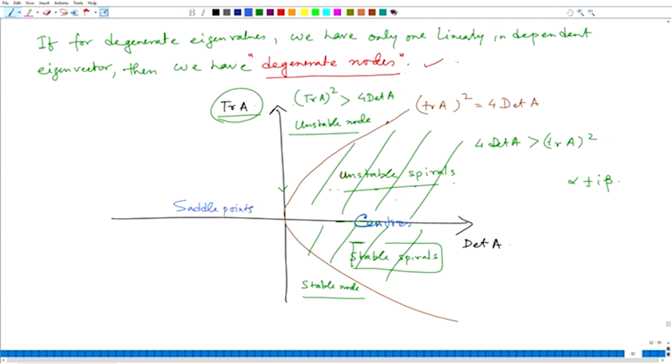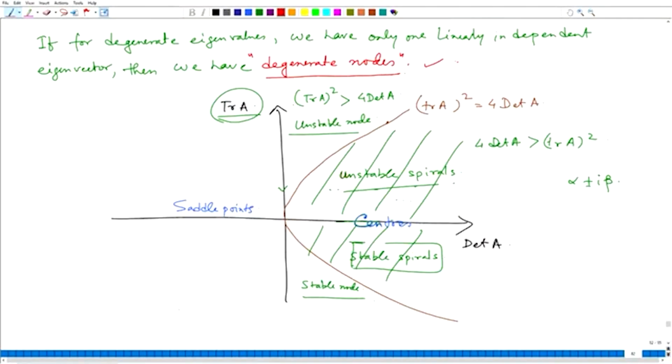So you see that in this way you can also put in this picture the stellar nodes, stellar repellers, and also degenerate nodes, but degenerate nodes I have not discussed. If you are interested you can go through it, and this picture is known as the Poincaré diagram and gives us a unified view of all sorts of possible fixed points which we can get for a linearized 2-dimensional phase space flow. Thank you very much.